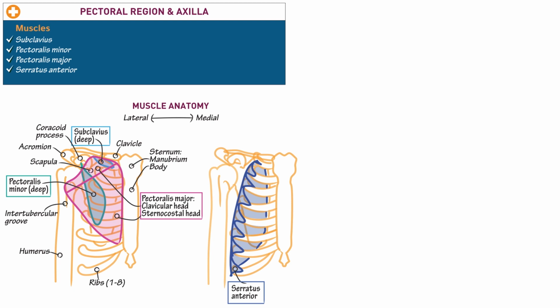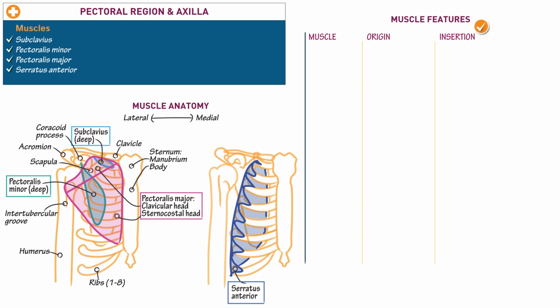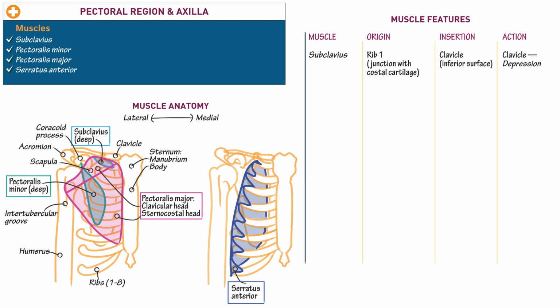Now start a table to organize important features of these muscles. From left to right, write the following headers: muscle, origin, insertion, and action. Indicate that subclavius arises from the first rib or costal cartilage, inserts on the inferior surface of the clavicle, and depresses the lateral end of the clavicle.